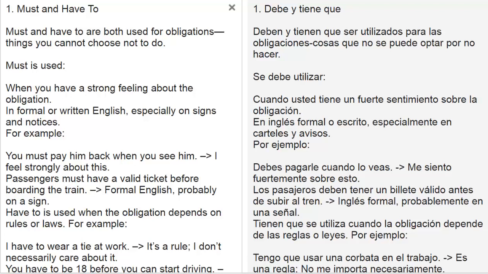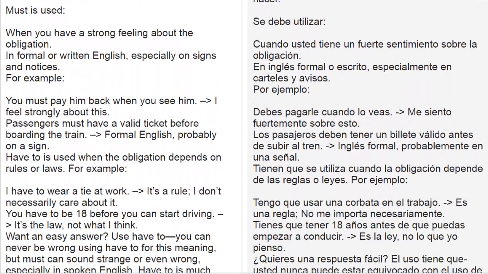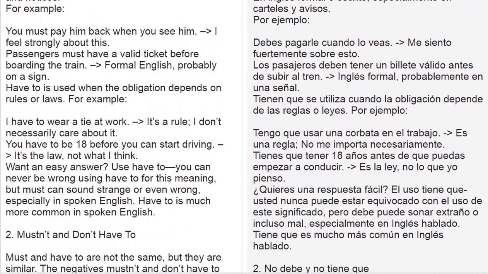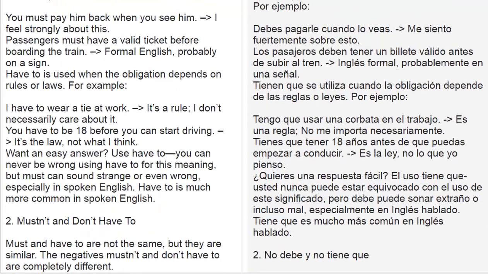Must and have to are both used for obligations. That means things you cannot choose not to do. Must is used when you have a strong feeling about the obligation, and also in formal or written English, especially on signs and notices. For example, you must pay him back when you see him. If I use must there, it means I feel strongly about this. I have some kind of emotional sense about this obligation.